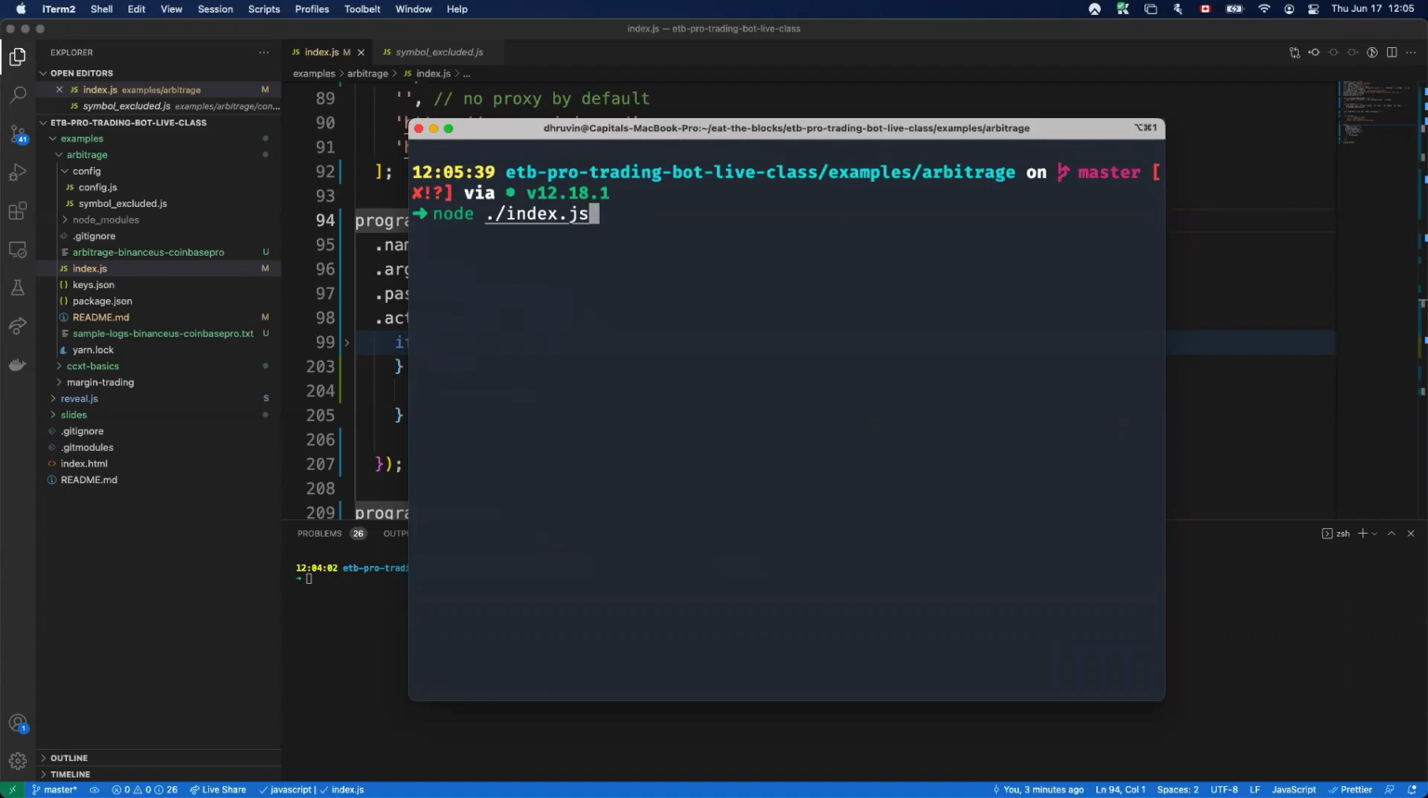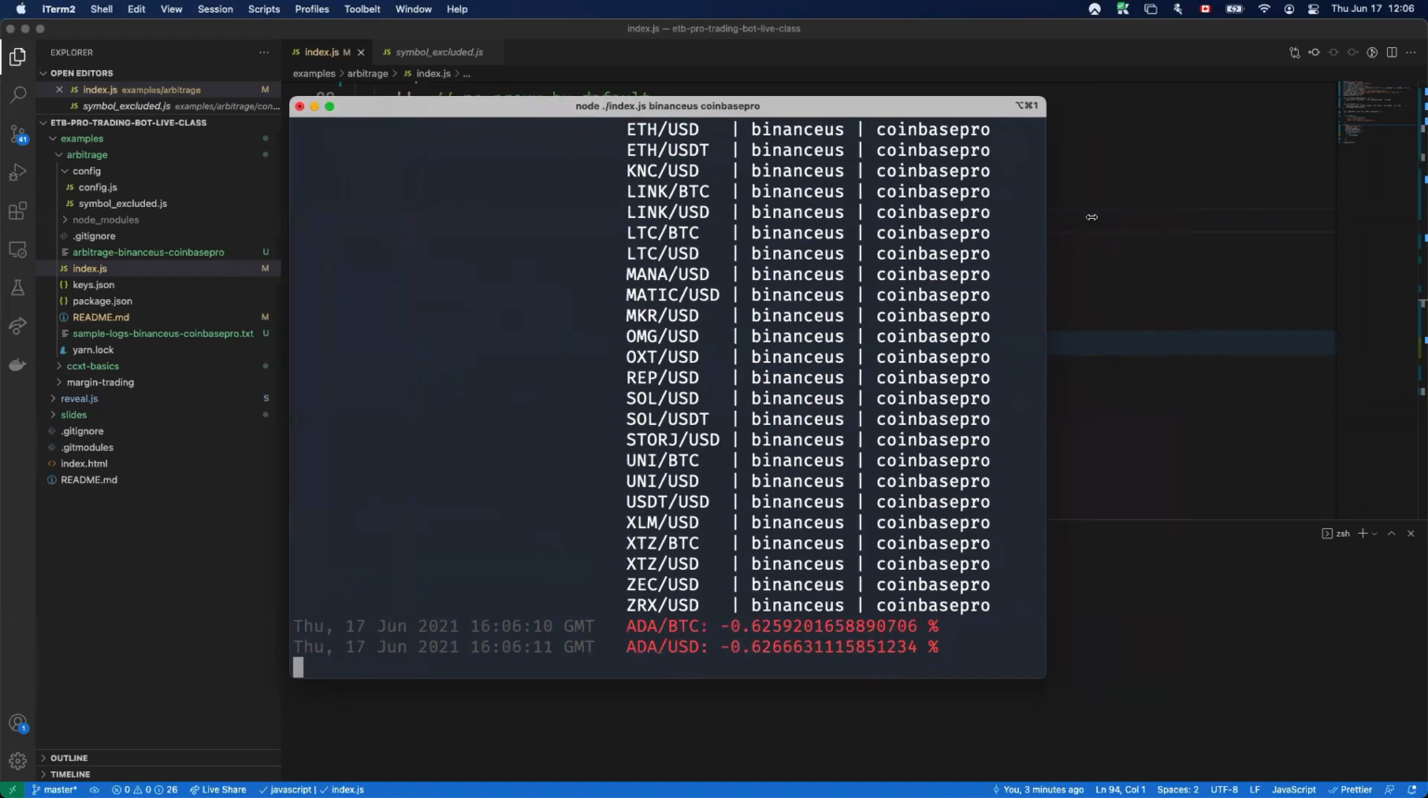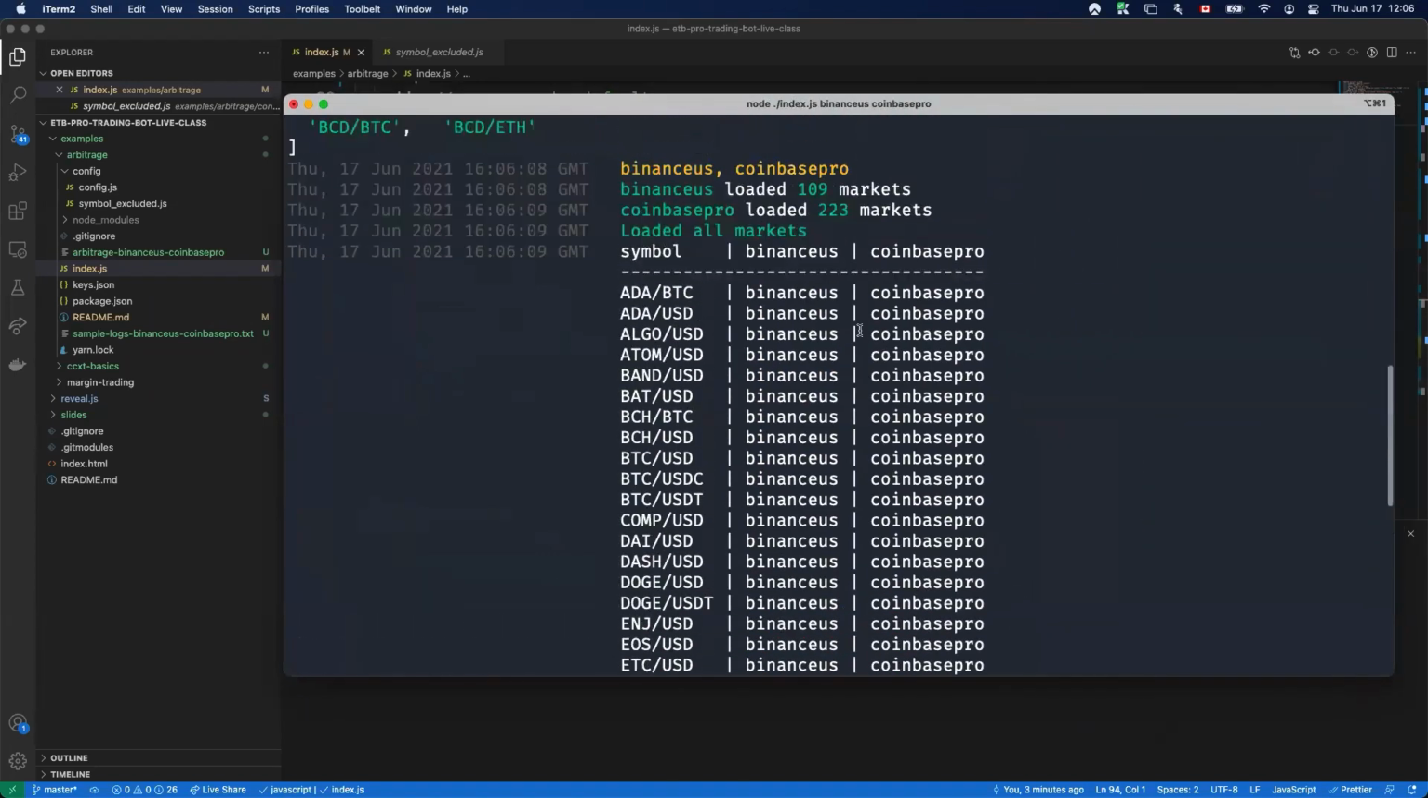Okay, next thing that we need is to give several exchanges. For example, I would like to create arbitrage between Binance US and Coinbase Pro. So just give the arguments separated by spaces, and then you're going to get a tabular form where it displays whether there is an intersection of the assets between Binance US and Coinbase Pro.